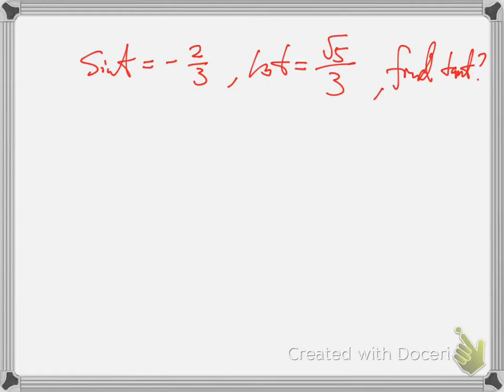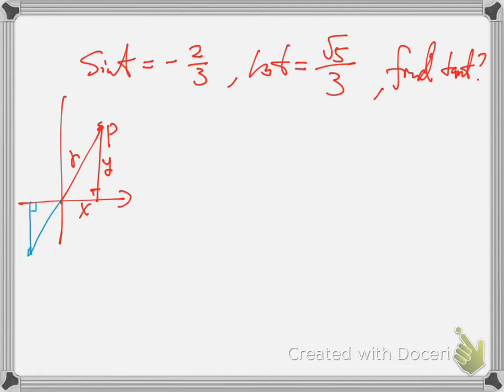Okay, that was the question. Find tangent t. So we use the same idea, right? You draw the picture. So here is the point P, and then this is the y, x, and r. The position of P is not important, right? If you have the blue right triangle here, it's the same thing: y, x, and r. The definition won't change. We just put the right triangle in different places.